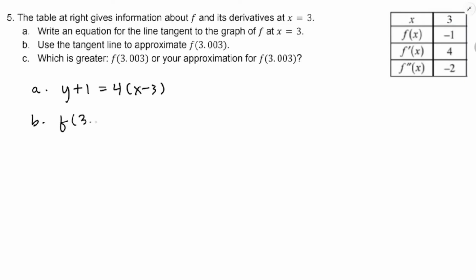f of 3.003 would be approximately equal to -1 plus 4 times 0.003. Okay, so that'll be -1, whoops, plus 0.012. And if you want to add that, you can. I just don't think that's going to be necessary because part C is going to ask which is greater, the value or the approximation. And we're going to say, okay, assuming f double prime doesn't change signs, no point of inflection on the interval 3 to 3.003.